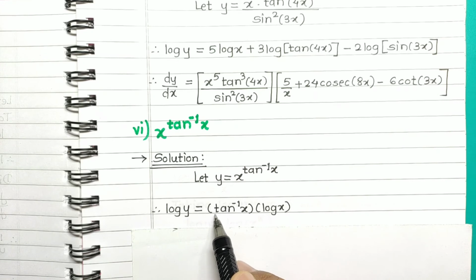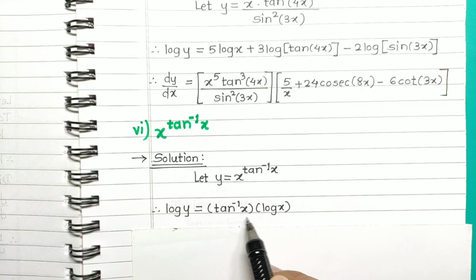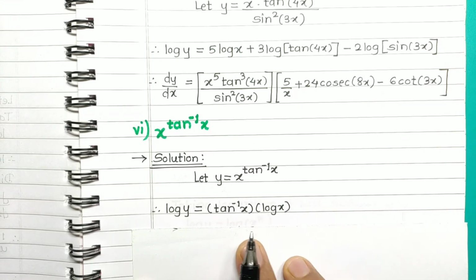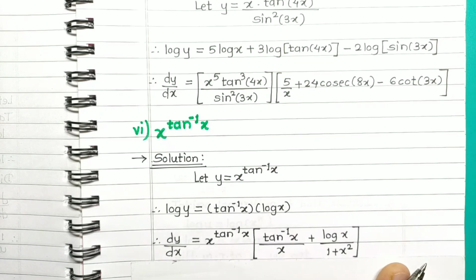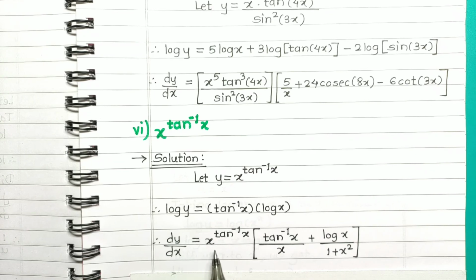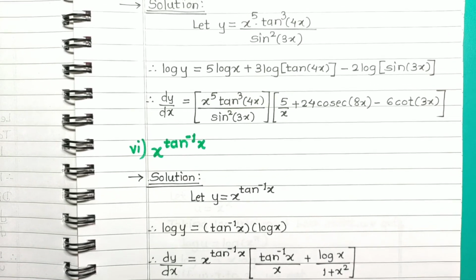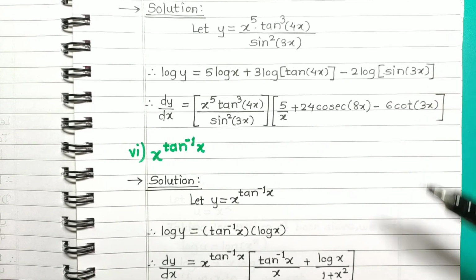To differentiate this RHS, you observe that you have a product of two functions, so you have to use the product rule for differentiation, and after differentiating you will get the final required derivative dy by dx as x raised to tan inverse of x into tan inverse of x upon x plus log x upon 1 plus x square. So with these hints you try to solve these two examples on your own. Okay.